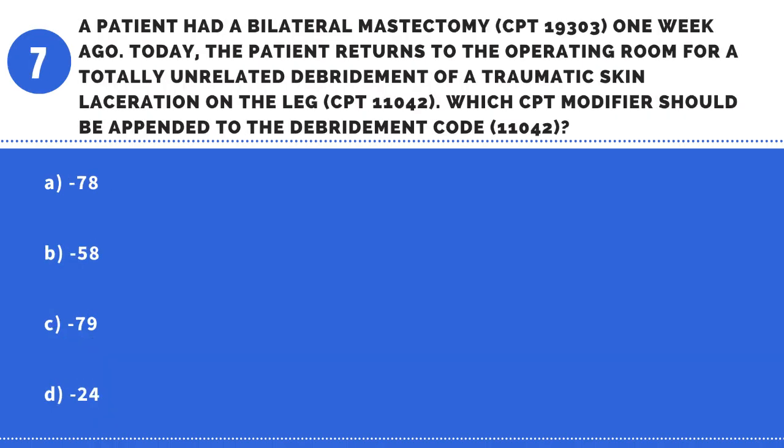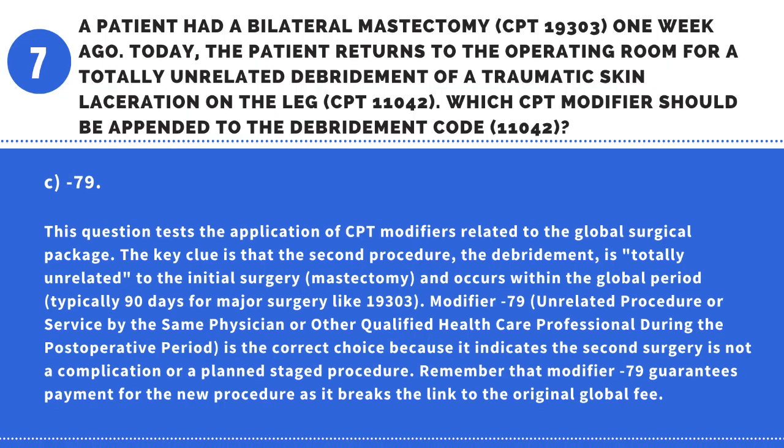Question 7. A patient had a bilateral mastectomy, CPT 19303, 1 week ago. Today, the patient returns to the operating room for a totally unrelated debridement of a traumatic skin laceration on the leg, CPT 11042. Which CPT modifier should be appended to the debridement code 11042? A. -78. B. -58. C. -79. D. -24. Answer C.